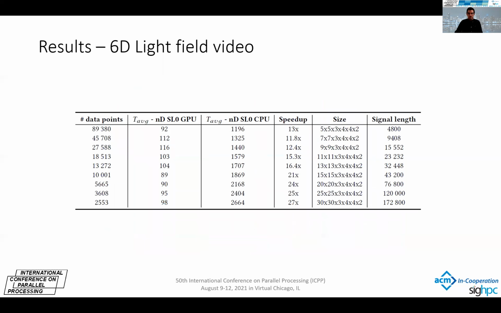In our second evaluation, we test the algorithm for light field videos with tensors of 6 dimensions. Here, we vary 2 settings, the spatial size for the data points and the total signal length. We increase the spatial size and fix the sampling ratio for reconstruction. We see that the speed up increases compared to the multi-threaded CPU for large tensors, and we are able to achieve up to 27 times speed up.